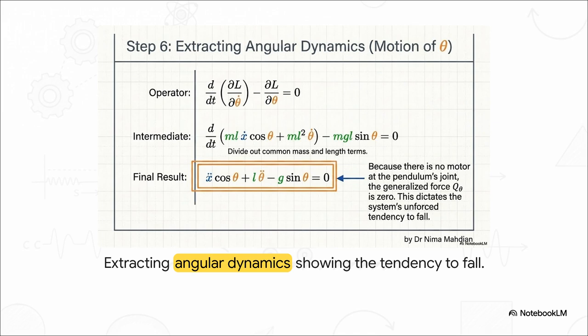Next up, we do the exact same Lagrangian operation, but this time for our angular variable theta. Again, we run through the derivatives, but look closely at the final result for this one. Because there is literally no motor attached directly to the pendulum's pivot joint, the generalized force on the right side of the equation is strictly zero. This is actually profound. Mathematically, it dictates the system's unforced natural tendency to just fall over. That gravity term there, g sine theta, acts as this relentless disturbance, constantly pulling the pendulum away from its super precarious balanced state at 0 degrees.